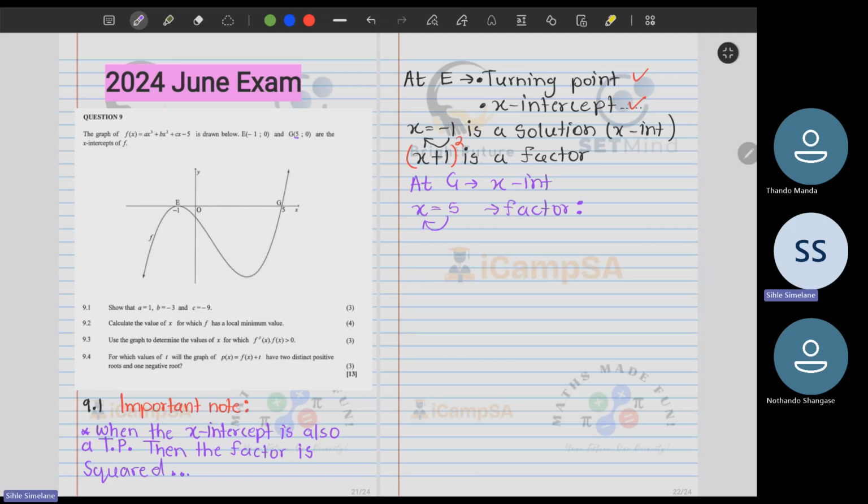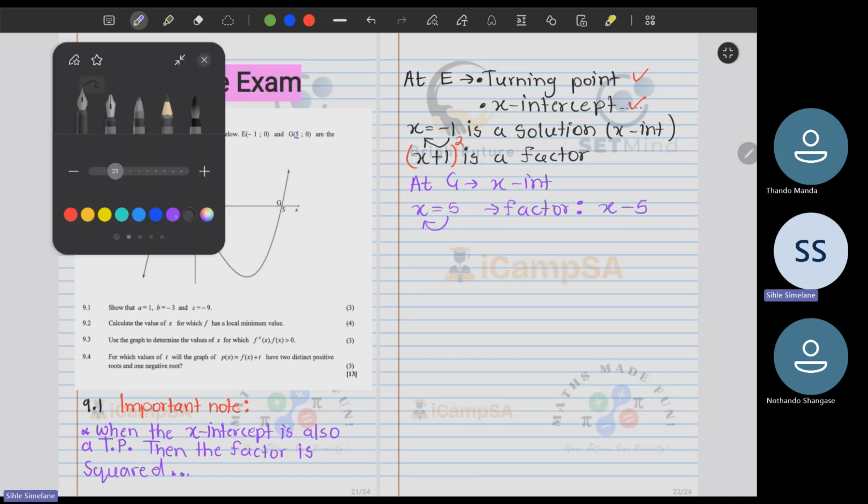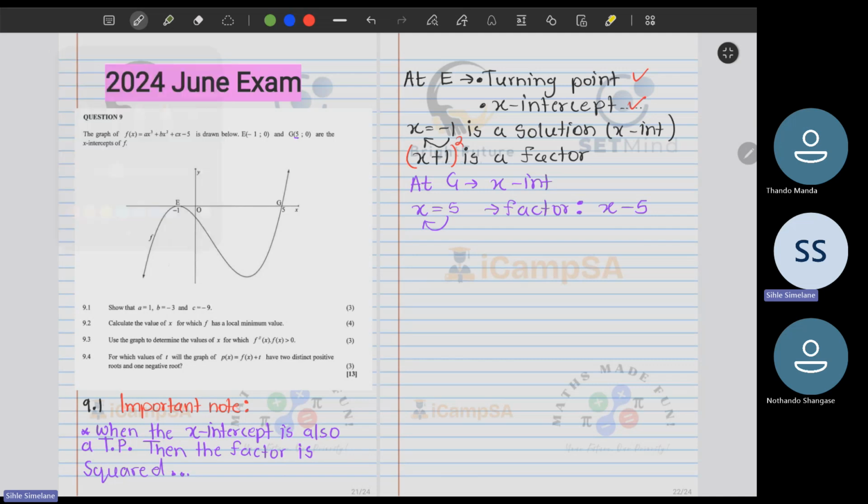What is going to be the factor? X minus 5. Yep, the factor is going to be x minus 5. Okay, so that means we are nearly done with our problem, because now we can compile f of x. So therefore, our f of x will be a into, we have a factor of x minus 5. The other factor appears twice, so it will be x minus 1 squared. Okay, now this is our equation.